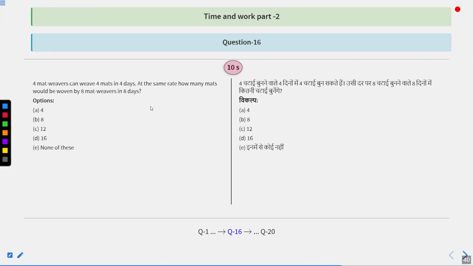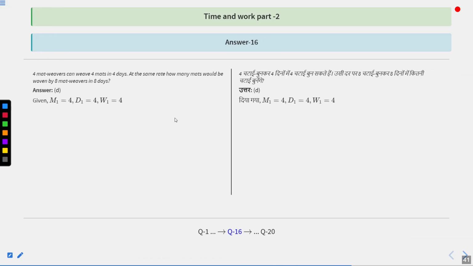Next one. 4 mat weavers can weave 4 mats in 4 days. At the same rate, how many mats would be woven by 8 mat weavers in 8 days? You have 5 options and 10 seconds to analyze the question. Your time starts now. Now time's up. Let's see the solution.